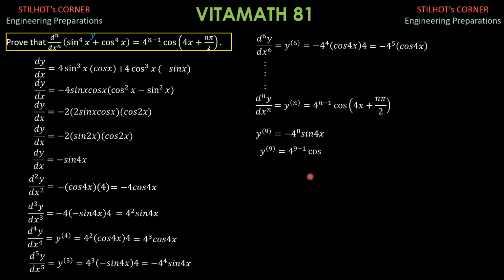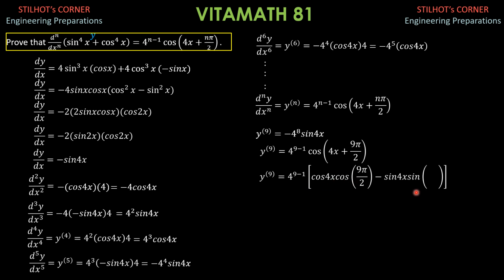Then the 10th derivative. So this is the detailed expansion. So this is 0 and this is positive 1 rather. So negative sine 4x times 1 is negative sine 4x times 4 to the 8. So it's negative 4 to the 8 sine 4x. Then the 10th derivative is the 6th derivative, negative 4 to the 9 cosine 4x.